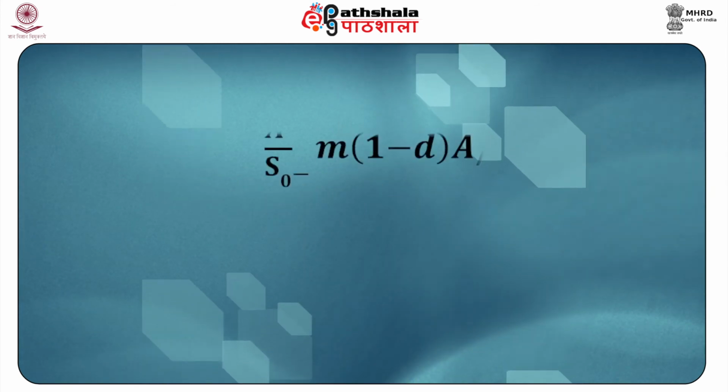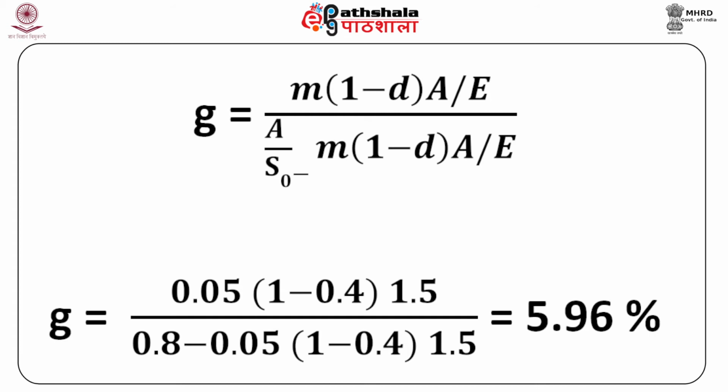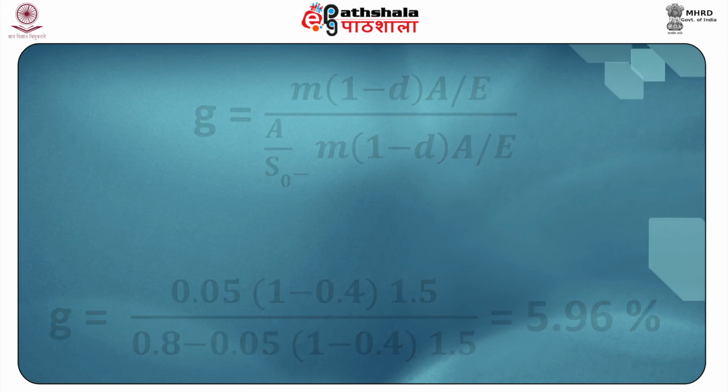Solution 5. Since G is equal to M into (1 minus D) into A by E divided by A by S0 minus M into (1 minus D) into A by E, therefore G is equal to 0.05 into (1 minus 0.4) into 1.5 divided by 0.8 minus 0.05 into (1 minus 0.4) into 1.5, which is equal to 5.96%.